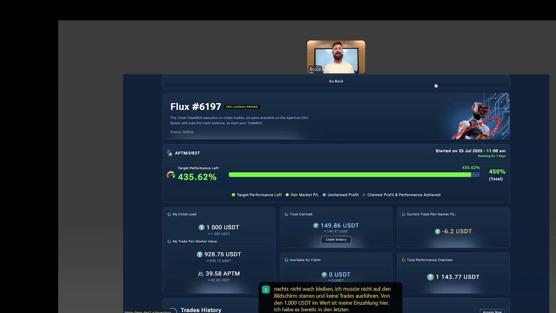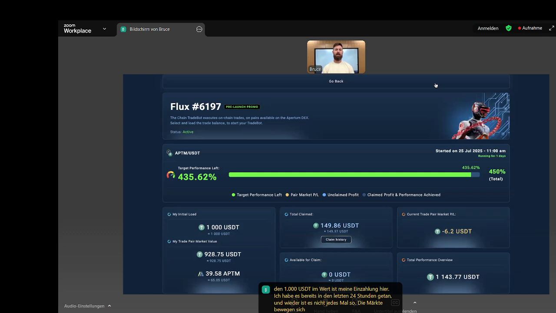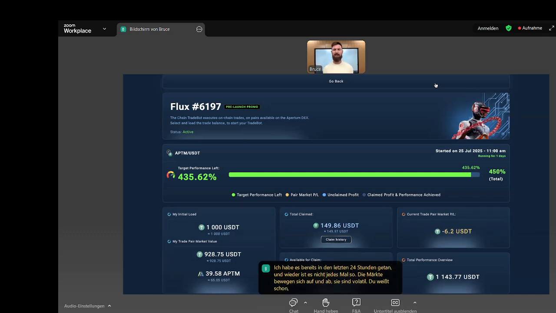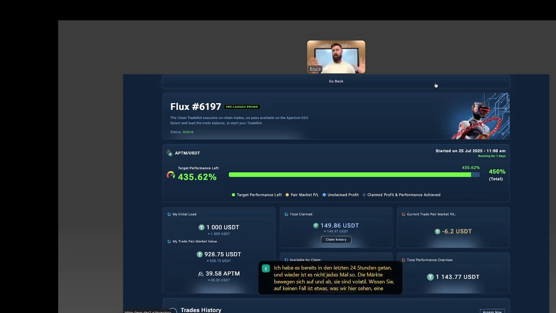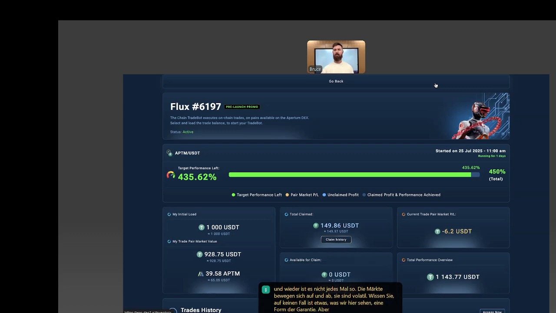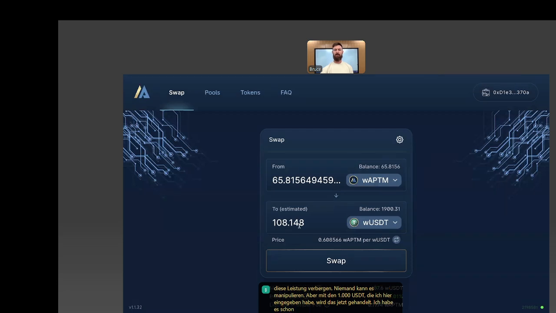and again, it's not like this every time. The markets move up and down. The markets are volatile. By no means anything that we're seeing here is a form of guarantee at all. But I'm just showing you the performance that you can go and check for yourself on chain. This is important. It's on the blockchain. No one can hide this performance. No one can manipulate it. But on the 1,000 USDT of value that I loaded into this, that has now been trading, I already have in my wallet the equivalent of 108 USDT.